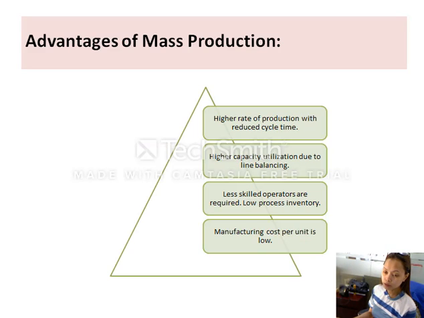Advantages of mass production. It has a higher rate of production with reduced cycle time. It has higher capacity utilization due to line balancing. It has less skilled operators with low process inventory. Manufacturing cost per unit is low.